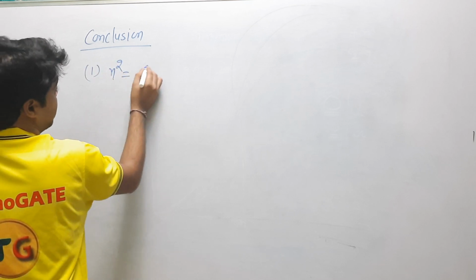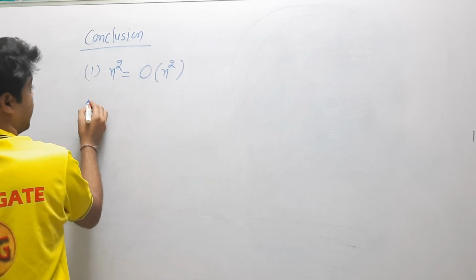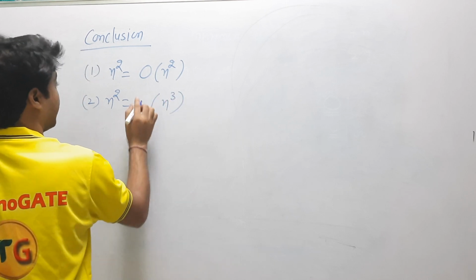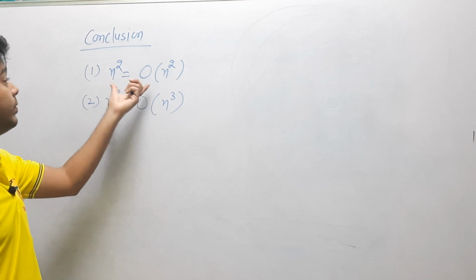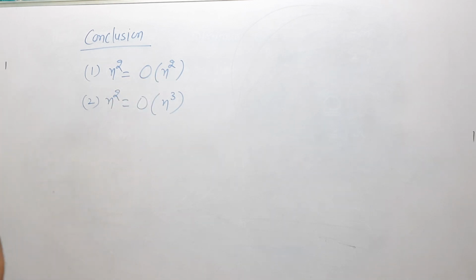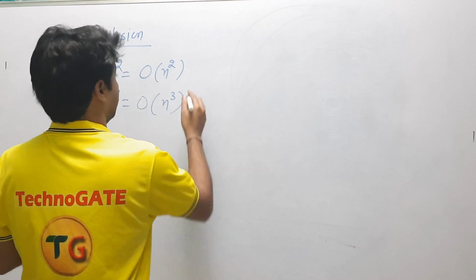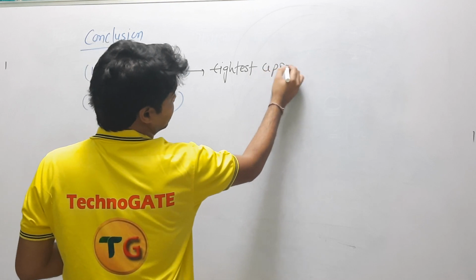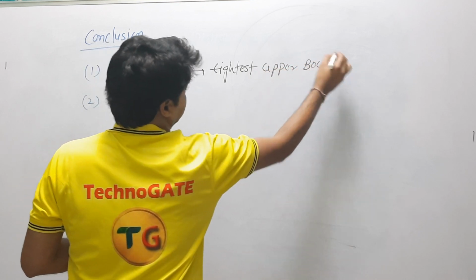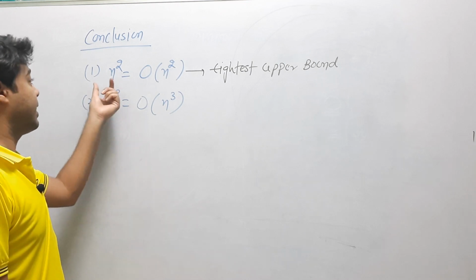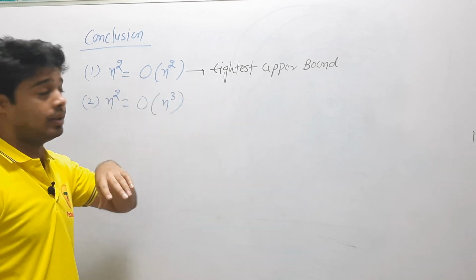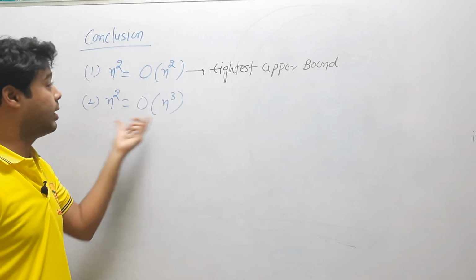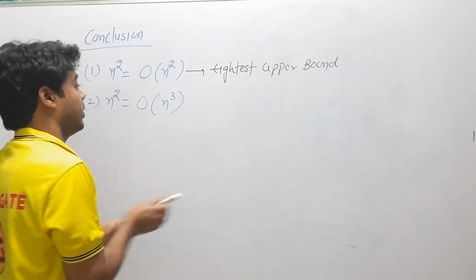If n square is big O of n square, and n square is big O of n cube, here this is a tightest upper bound. If left hand side part and right hand side part are both equal, it means tightest upper bound. But here left hand side is n square and right hand side is n cube. Both are not equal, so it is not the tightest upper bound.